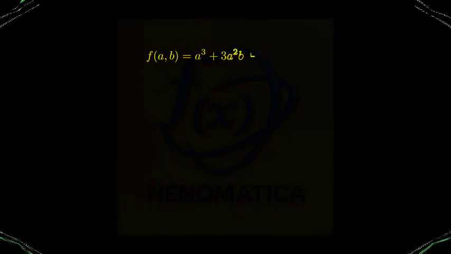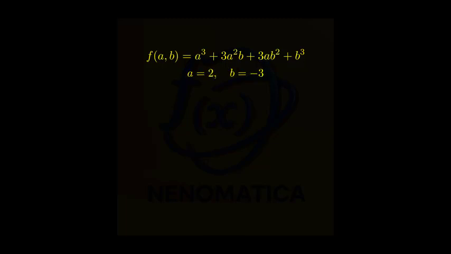We have the function f of a, b equals a cubed plus 3 a squared b plus 3 a b squared plus b cubed. And we need to evaluate this function at the point where a equals 2 and b equals negative 3. First, let's substitute the values of a equals 2 and b equals negative 3 into our function. We'll replace every a with 2 and every b with negative 3.